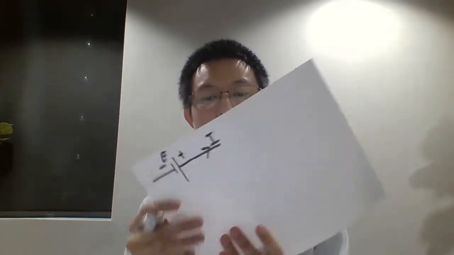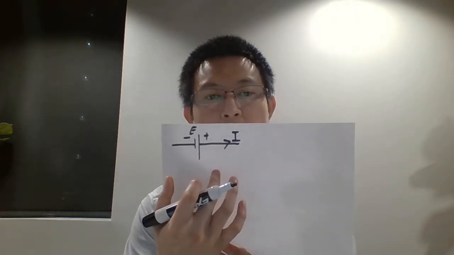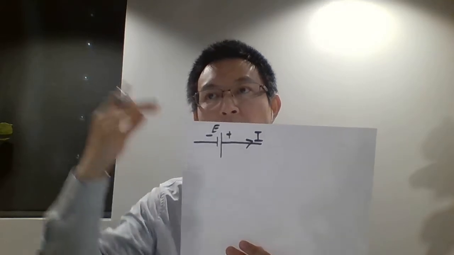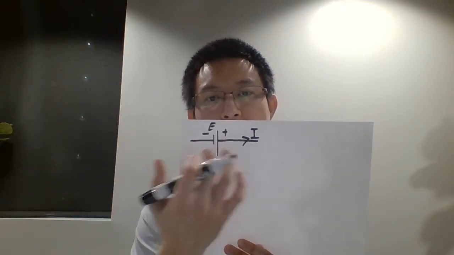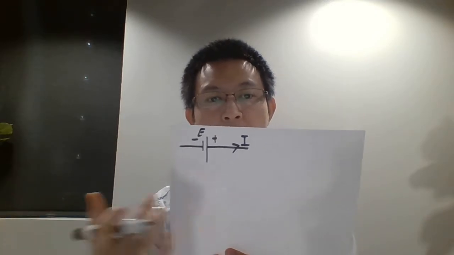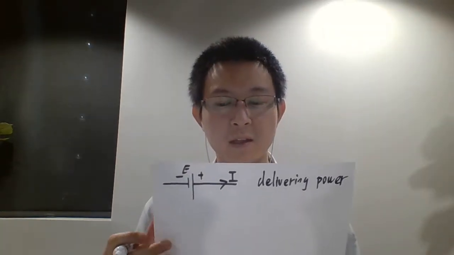Now if this is a battery with E as the voltage, and current goes this way, so it goes out from the source, or we can say it's from negative to positive of the source, but either way, this source is delivering power.